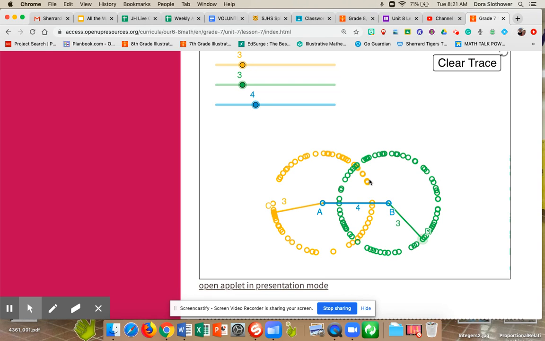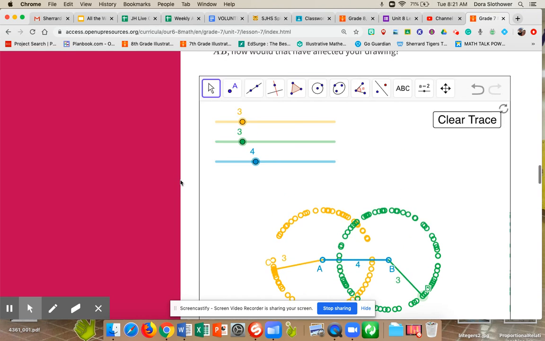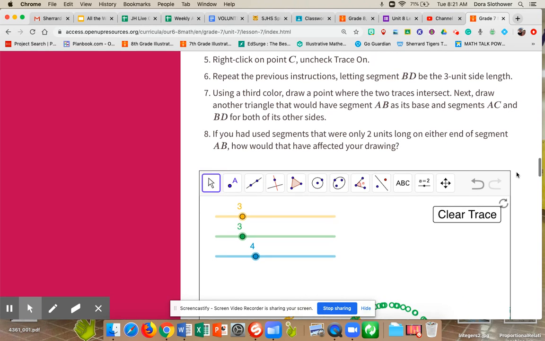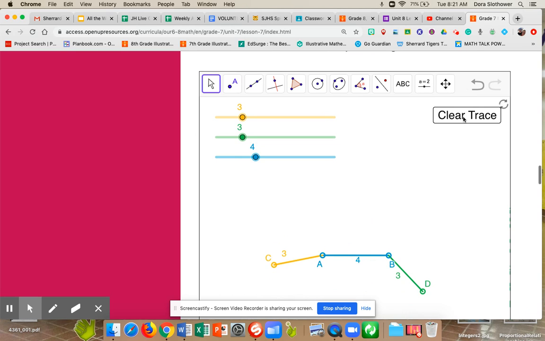Now, those 2 triangles are going to be the same size. Now, here's our next thing that it said to us. It said if you had segments that were only 2 units long, so we're going to clear that. If we had segments that were only 2 units long, so let's go 2 and 2. Okay, what would happen? So I'm going to trace it.